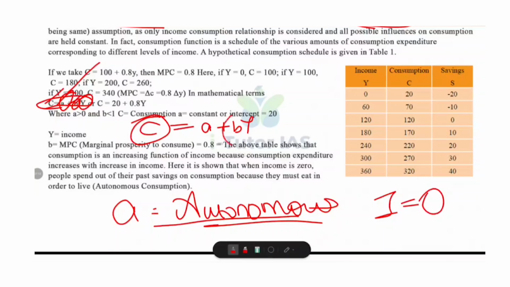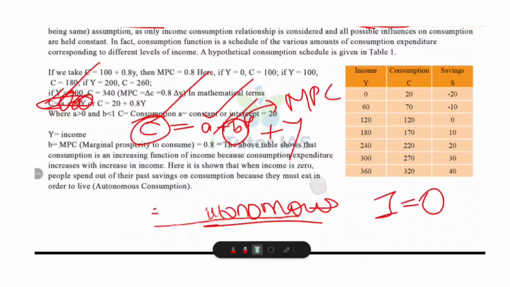And B means marginal propensity to consume. What does that mean, MPC, or marginal propensity to consume? It means the fraction of additional income spent on consumption, and Y means income. So C is equal to A plus BY. C means consumption, A means autonomous consumption, B means MPC, and Y means income. So let's take an example.